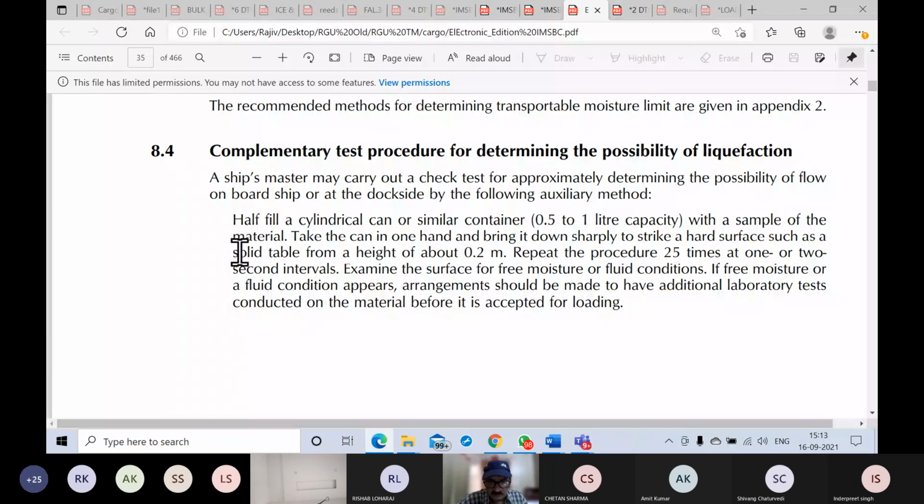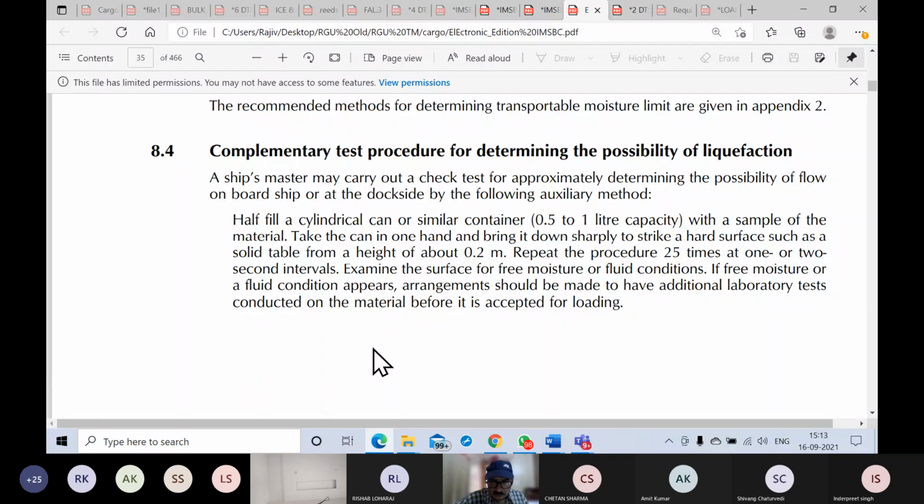Now take this can and bring it down sharply on a hard surface, such as a solid table, but I would say a bollard. This is the best method. Strike it on the bollard from a height of about 20 centimeters or so. Repeat it 10, 15, 20 times.